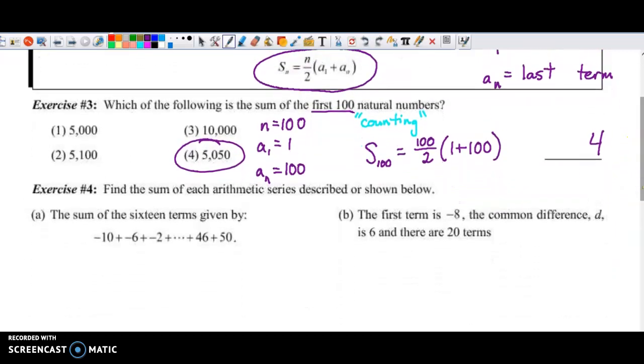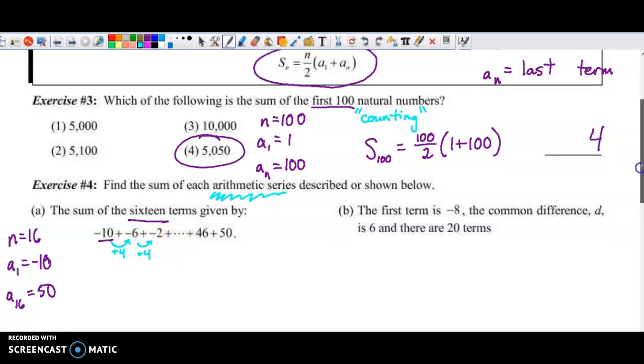Now, the next exercise, each one of these is just a little bit different. And sometimes they tell you everything you need to know. Like this first one tells you n is 16. They tell you by looking at the sequence that the first term is negative 10. They tell you that the 16th term, so the last term, is 50. They don't always give you all 3 of those pieces of information. And one more thing before I move on is you have to make sure you have an arithmetic series. It'll either say that in the directions or you can tell by the problem that you're adding the same number each time. But you don't actually need that in this problem.